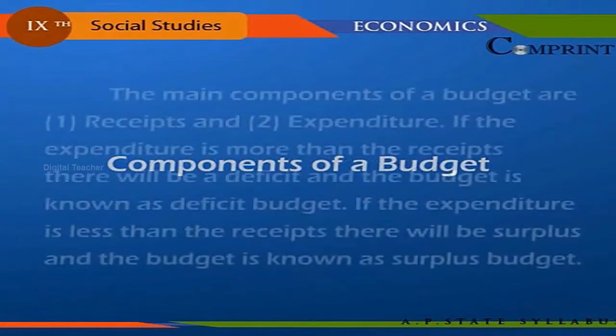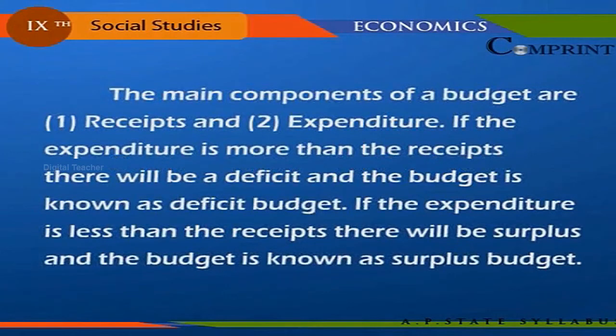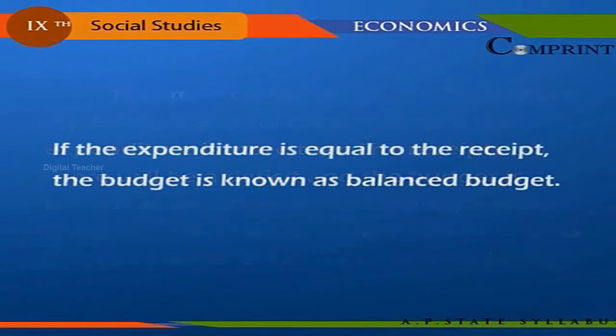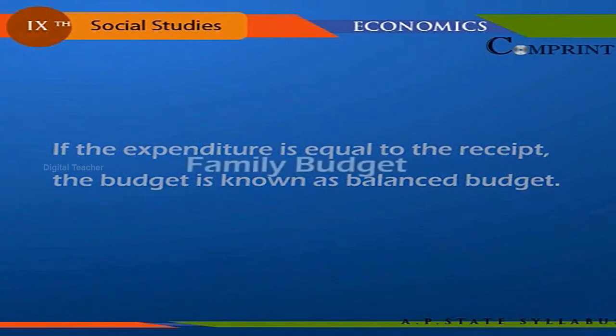Components of a budget. The main components of a budget are 1. Receipts and 2. Expenditure. If the expenditure is more than the receipts, there will be a deficit and the budget is known as deficit budget. If the expenditure is less than the receipts, there will be a surplus and the budget is known as surplus budget. If the expenditure is equal to the receipts, the budget is known as a balanced budget.